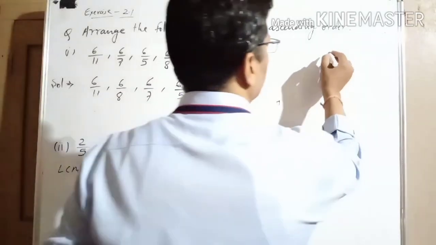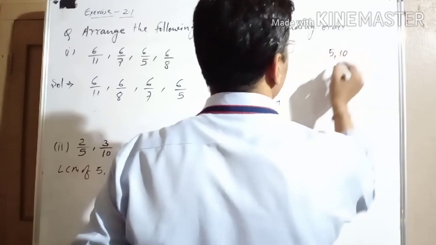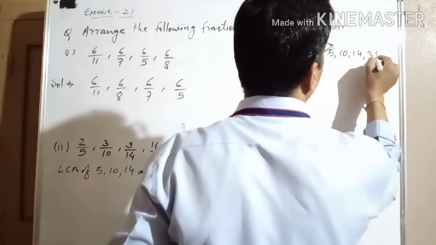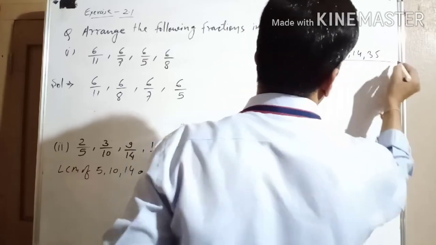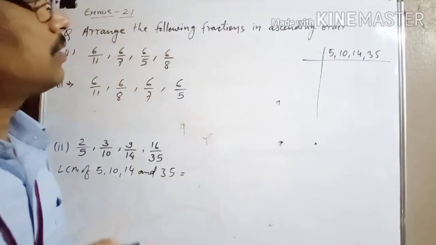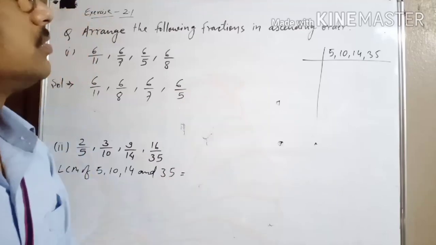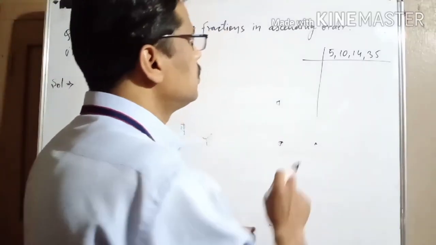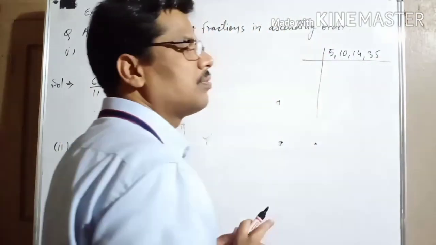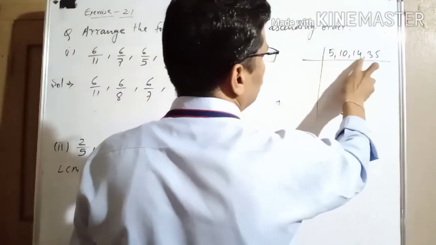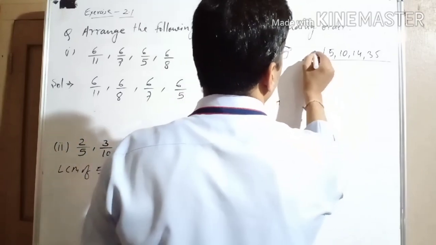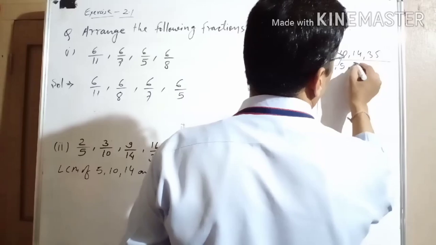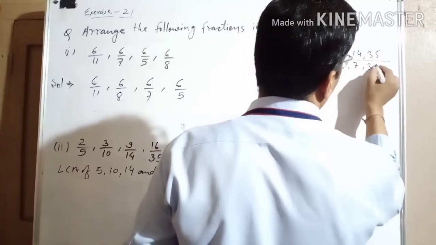So we can write here 5, 10, 14, 35. Okay. How will you find the LCM? Whenever you are going to find the LCM, first we have to use prime numbers. Which is the smallest prime number? 2. If there are even numbers, first we should divide by 2, because there are two even numbers, 10 and 14. So first we divide by 2. 5 will come as it is. 2 fives are 10. And here 2 sevens are 14. 35 will come as it is.